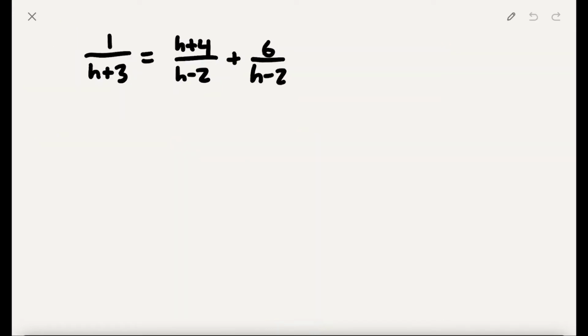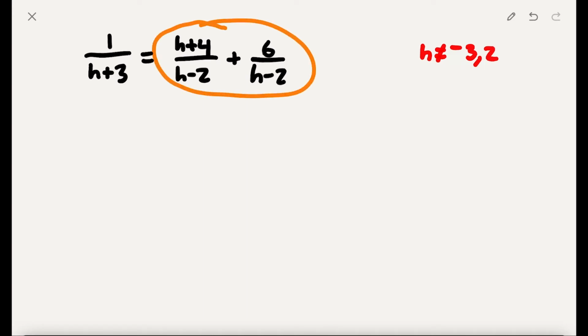All right, so here is another rational equation that we're going to be solving. First thing we should do is find the possible excluded values. So h cannot be equal to negative 3 or 2, because if it was, then we would be dividing by 0. And then from there, what I'm going to do is combine these 2 fractions here because they have the same denominator.